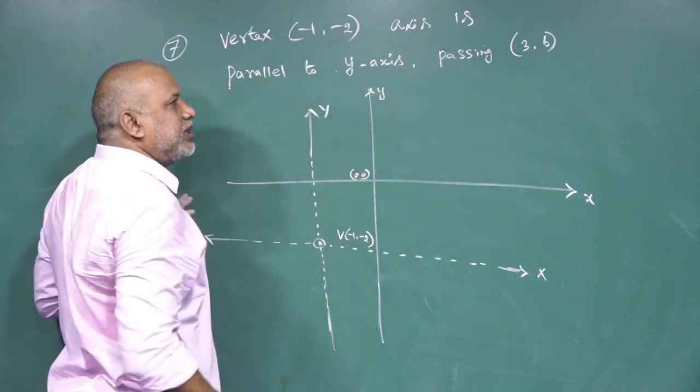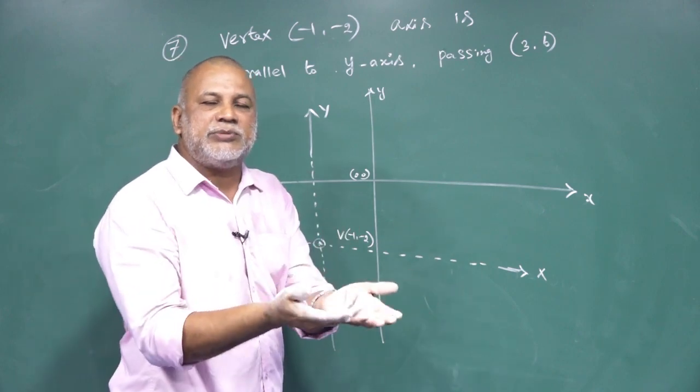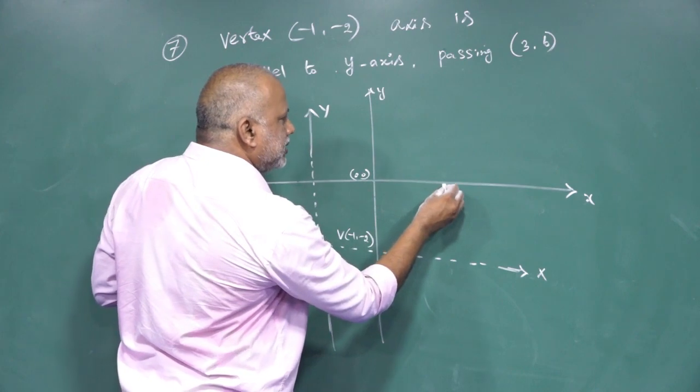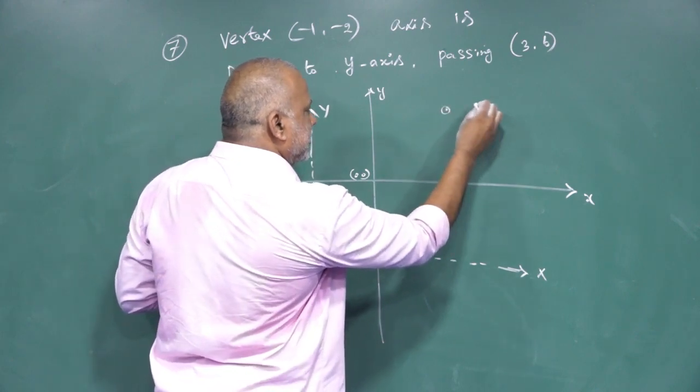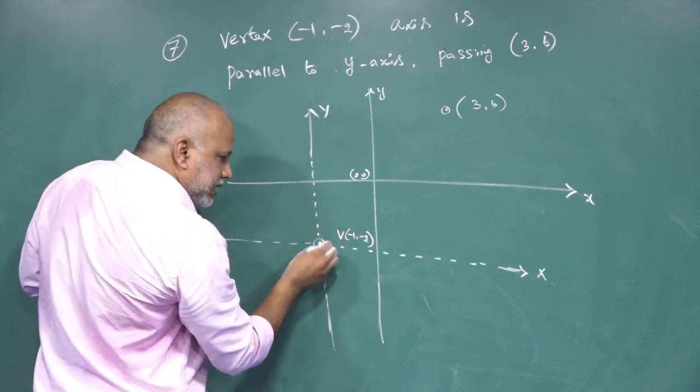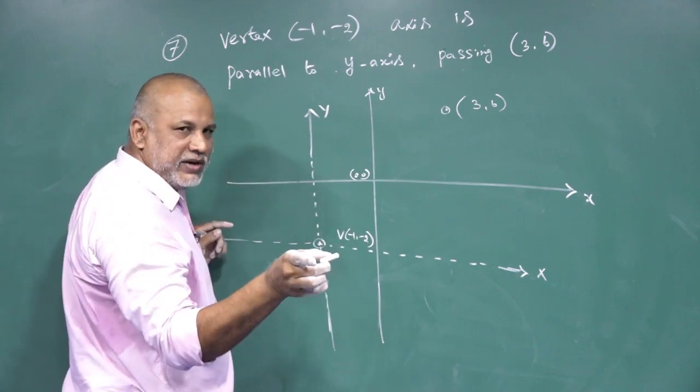And it passes through the point (3, 6). (3, 6) must be in which quadrant? First quadrant only. See here, 3 units, 6 units like this. (3, 6). Now see the vertex here. All the parabolas pass through the vertex.